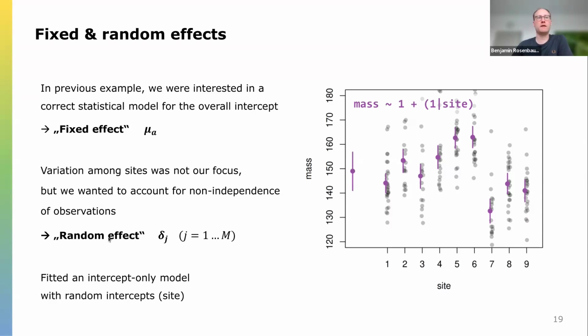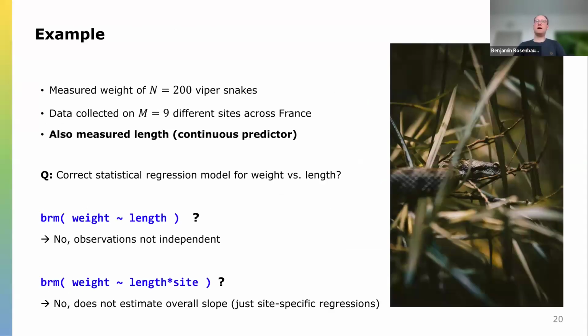So this would be this random deviation from the overall intercept. Sometimes we would also call this deviation the random intercept. So these side level intercepts are the random intercepts, and side itself is the random grouping factor. We can include other predictors, and then we can decide how we want to include them. For instance, let's have the same data set.